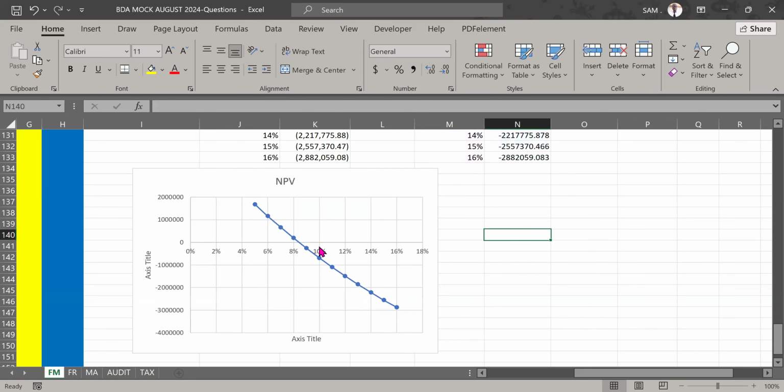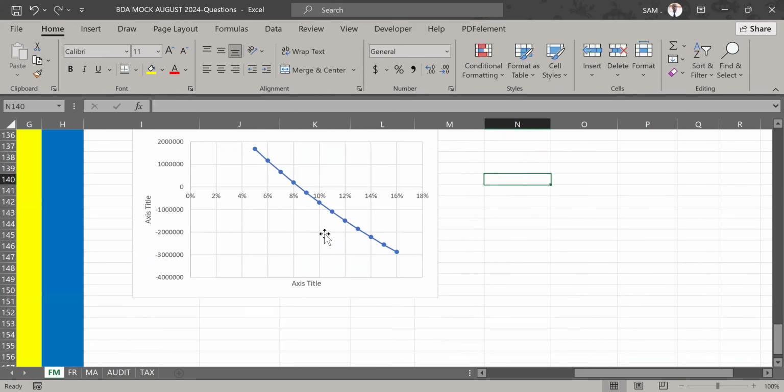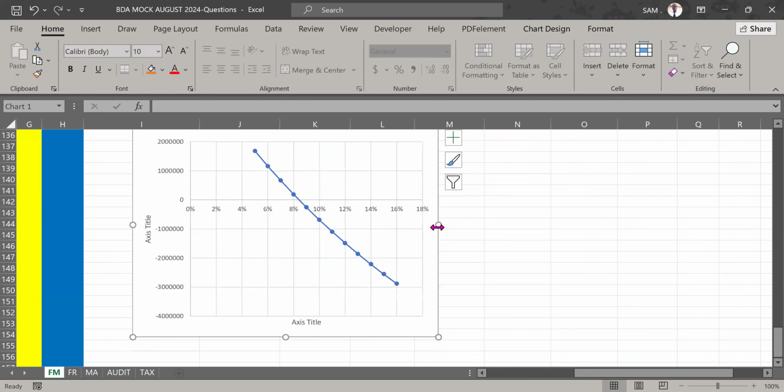But then my interest is to look at the point of intersection. I want you to look at this point of intersection. If I can maybe enlarge my chart a bit.